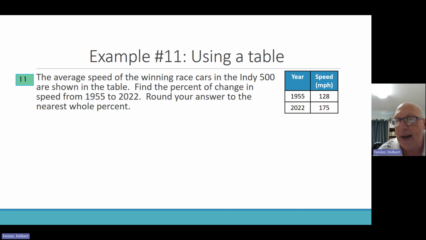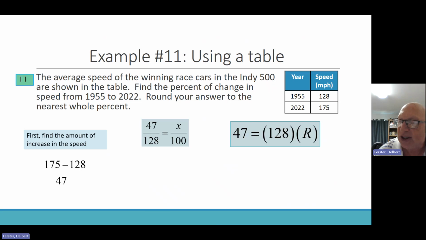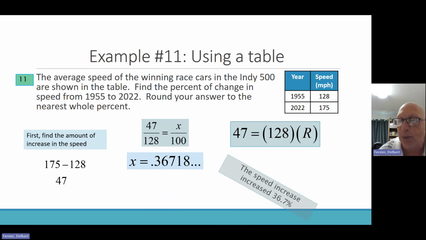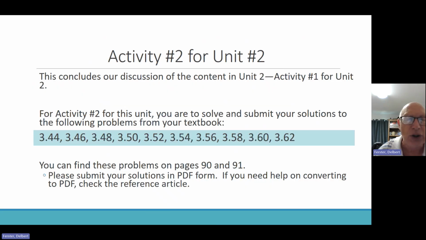Last one, no harder, just got a little table over there. So from 55 to 2022, we see the change going up by a total of 47 miles per hour. Remember, your base number is what was it before the change? That's the 128. So there you see it set up either way by proportion, or if you want to go ahead and use the formula, and you find that the rate of change is about 36.7%. So that's up or down in terms of percentage increase, decrease.